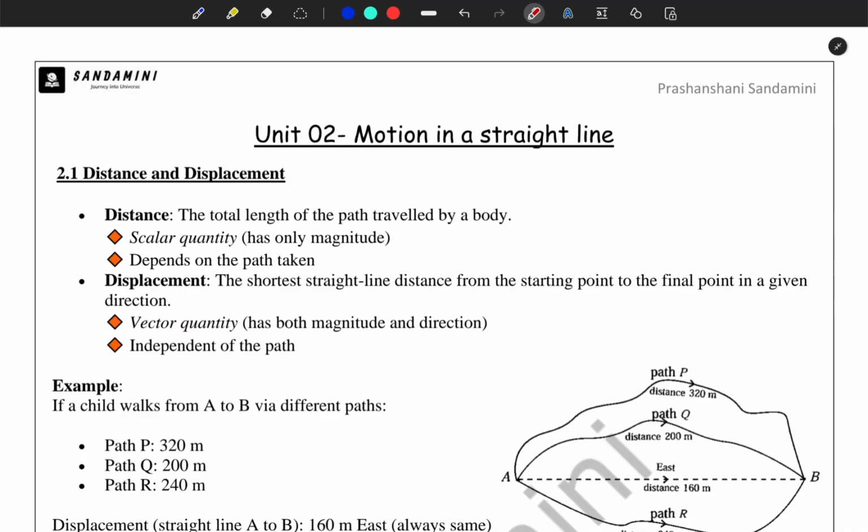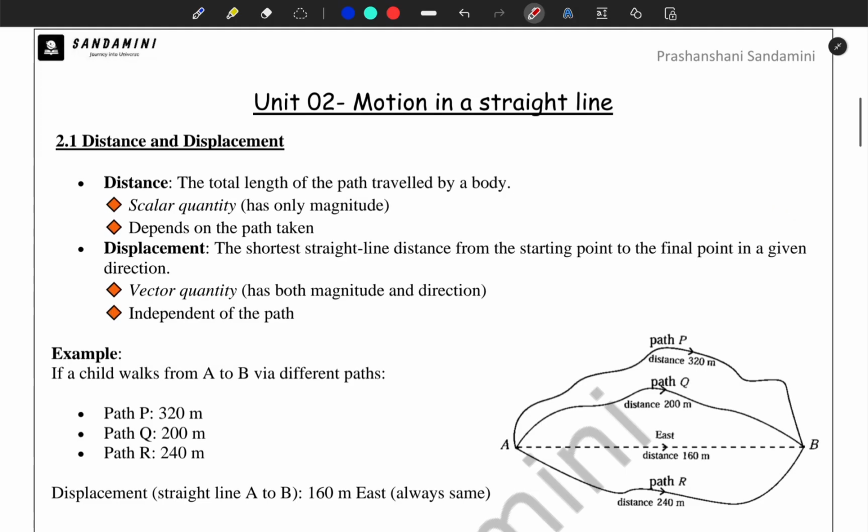So the two most important words we are focusing on here are distance and displacement. It's not something that is so complex, right? It is very simple if you go through an example. By definition, distance is the total length of the path traveled by a body. But displacement is the shortest straight line distance from the starting point to the final point.